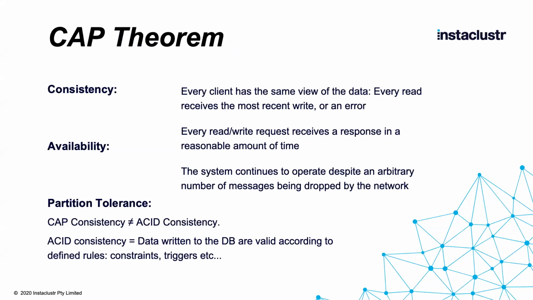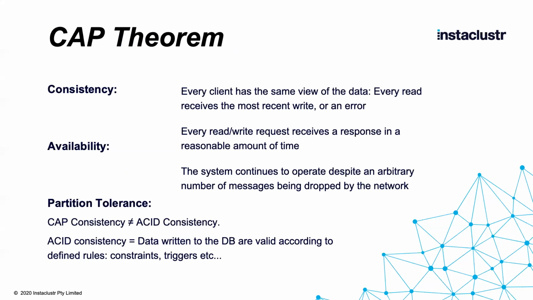Let's talk about CAP theorem. So basically, CAP theorem considers three things: consistency, availability, and partition tolerance. Consistency means every client has the same view of data; every read receives the most recent write. Availability means every read and write request receives a response in a reasonable amount of time. And partition tolerance basically means that the system will continue to operate despite a number of messages being dropped by the network. So CAP theorem does not mean it's ACID compliant.